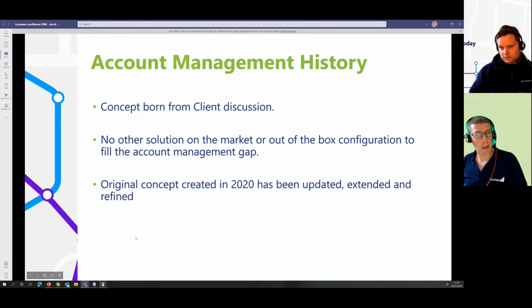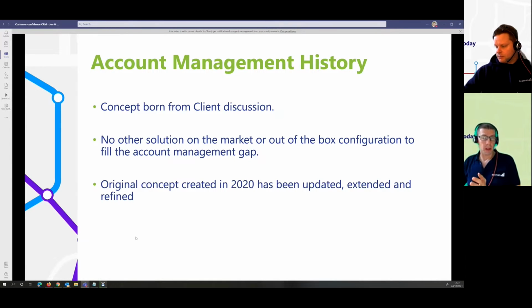I was just going to talk about the account management history. This was something that came from a discussion around January in 2020. I'd gone up to see a client and they had requested something to help them manage their customers, just make sure that they can keep on top of their relationships. As always, back in the day when we used to go and see people and do site visits, after the meeting I would drive back home, and on the drive home, I pretty much built the solution in my head.